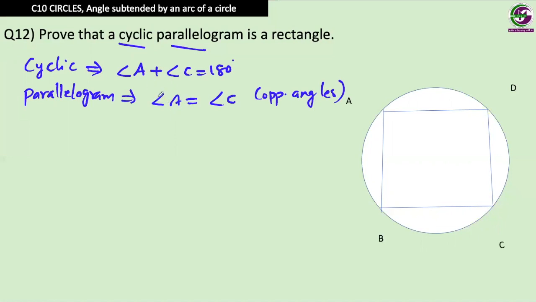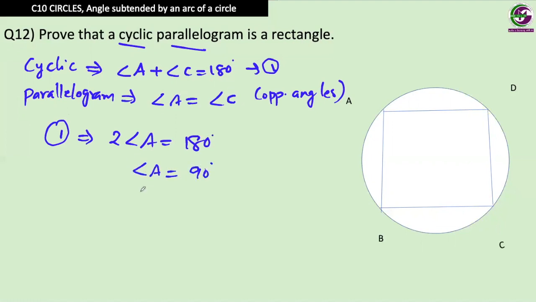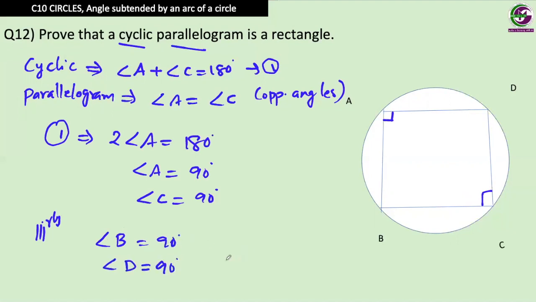So we can replace angle A by angle C. So from equation 1, it gives 2 angle A is equal to 180 degree because angle C is replaced as angle A. Therefore, we get angle A is 90 degree. Also, angle C is 90 degree. So angle A is 90 and angle C is 90. Similarly, we can prove that angle B is equal to 90 degree and angle D is equal to 90 degree. Since all angles are 90 degree, therefore ABCD is a rectangle.